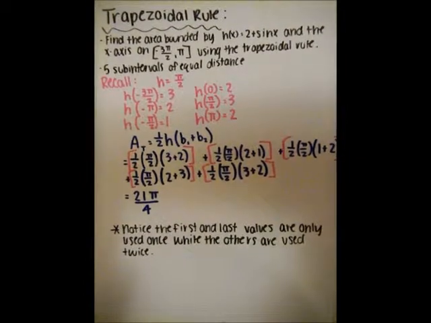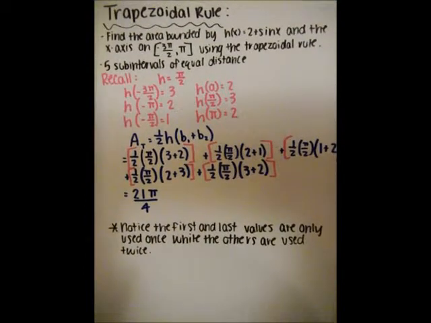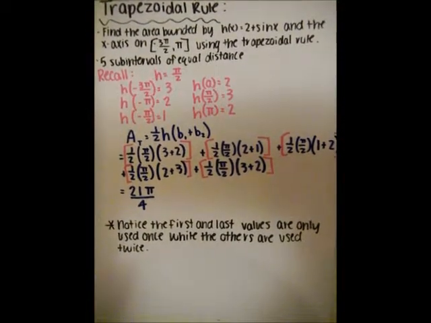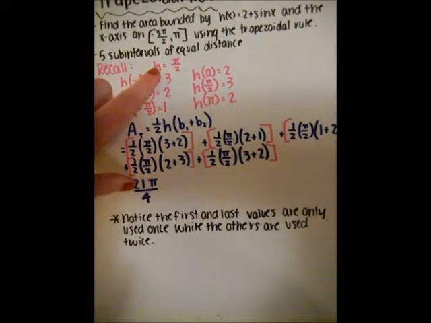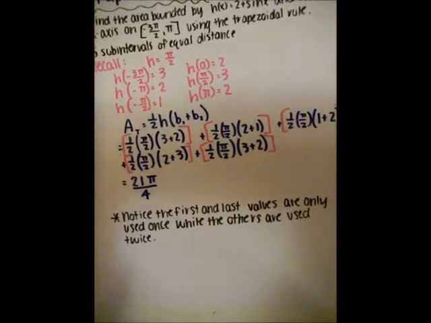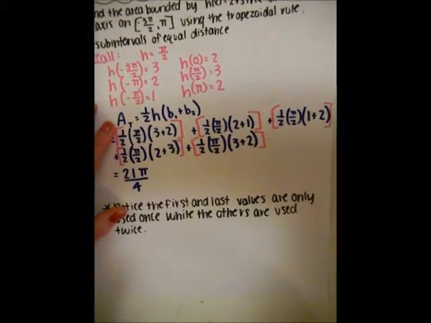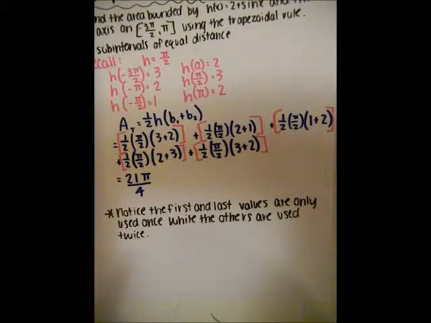Find the area bounded by h of x equals 2 plus sine of x and the x-axis on the closed interval from negative 3 pi over 2 to pi using the trapezoidal rule with 5 subintervals. And the height is still the same, and so are the values. So the equation to find the area of the trapezoid is 1/2 height times the sum of the bases.